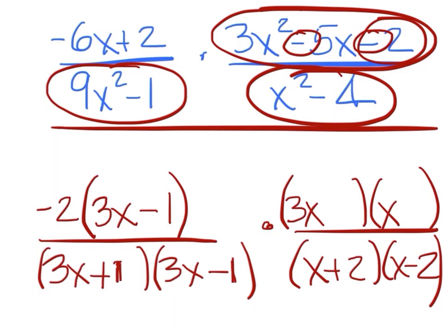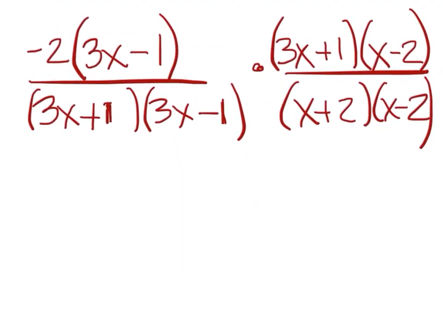So I'm going to try plus 1 and see if it works out. Plus 1, minus 2. So this is negative 6x and this is x. Negative 6x plus x, is that negative 5x? Yeah, so that works out.